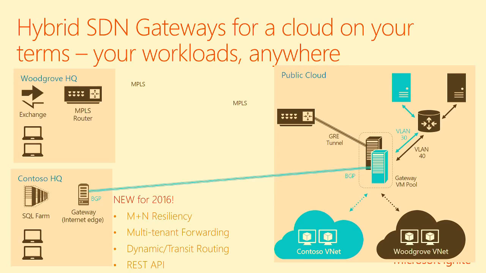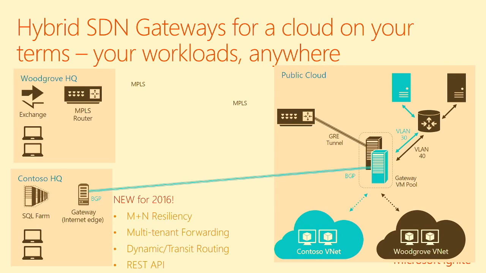Balaji talked about BGP as the routing protocol in Azure. The same thing is available now in Server 2016. So that means I can have a site-to-site VPN gateway between my multi-tenant gateway in Server 2016 and the remote side, which could be, again, Azure, or could be another data center of yours.